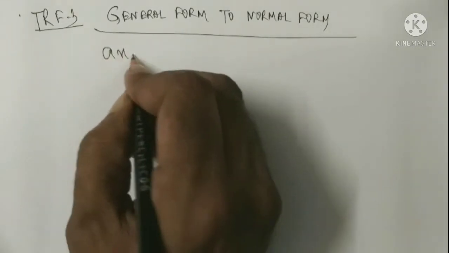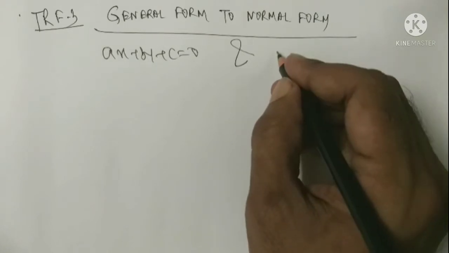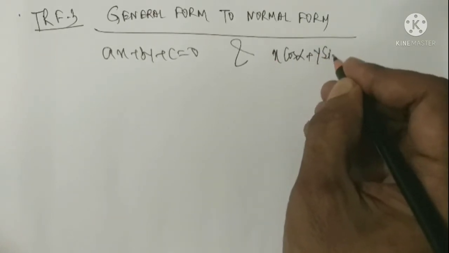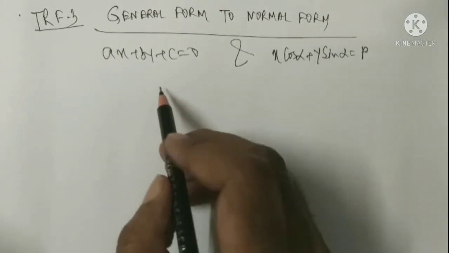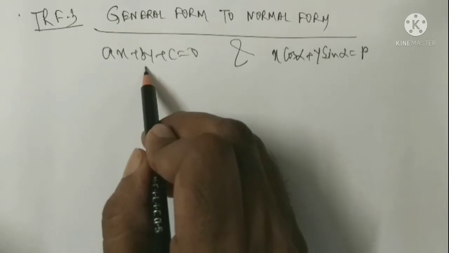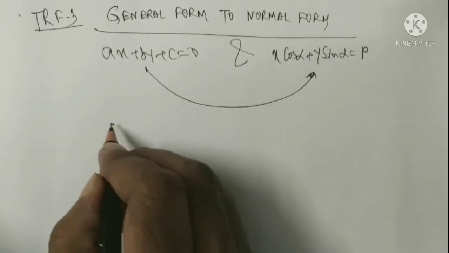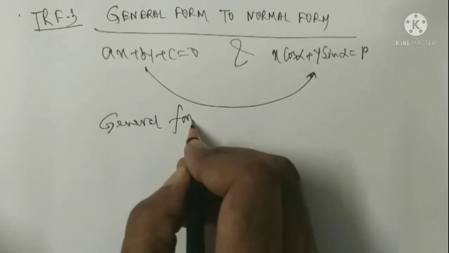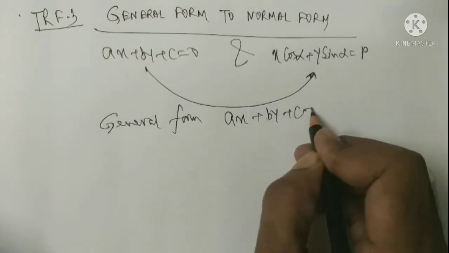General form is ax plus by plus c equals 0, and normal form is x cos alpha plus y sin alpha equals p. That is, our main task is to convert this form to this form. Now, general form: ax plus by plus c equals 0.